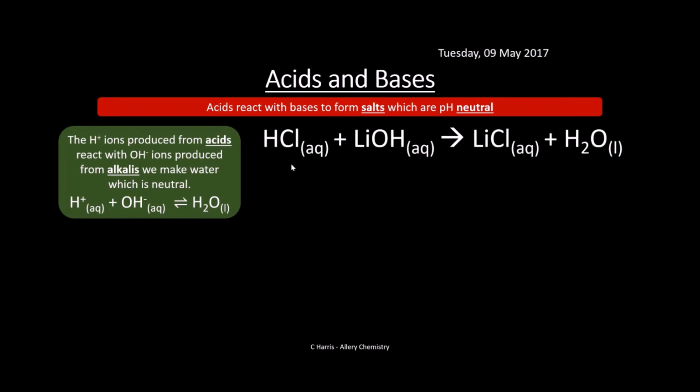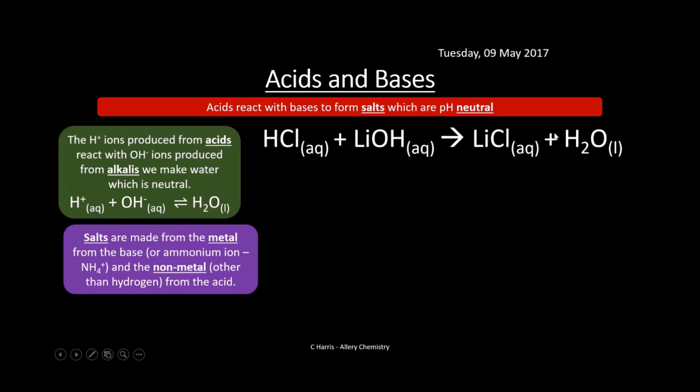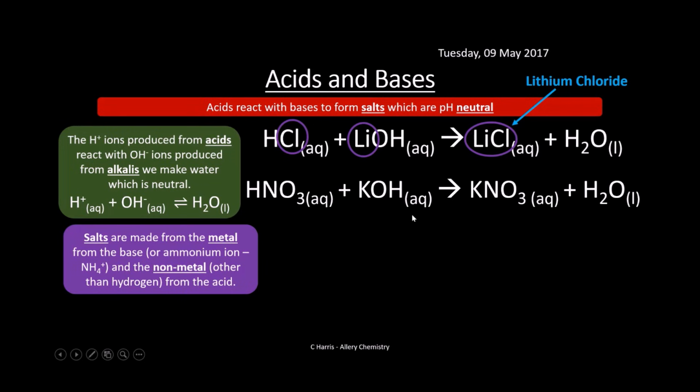So let's have a look at this example here. We've got an acid, hydrochloric acid, and the base, lithium hydroxide. We form lithium chloride and water. So salts are made from the metal of the base, or ammonium ion, depending on what we've got, and the non-metal, which is the other than the hydrogen, from the acid. So let's have a look in this example. There it is. So we've got the non-metal in the acid and the metal in the base. Now these two would react to form the salt. So in this case, it's going to be lithium chloride.